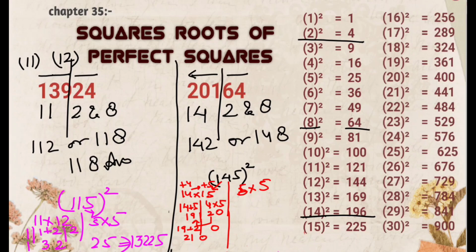And in the second partition we have 5 5s are 25. So the square of 145 is 21025. Now, as we can see, 21025 is bigger than 20164. So we will take the smaller number. So the answer will be the smaller number, that is 142 will be the final answer.